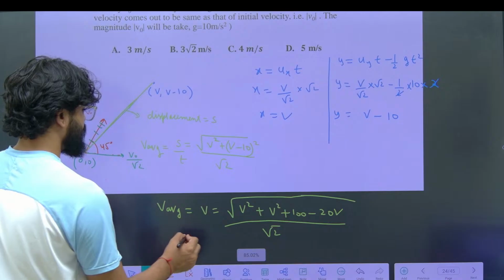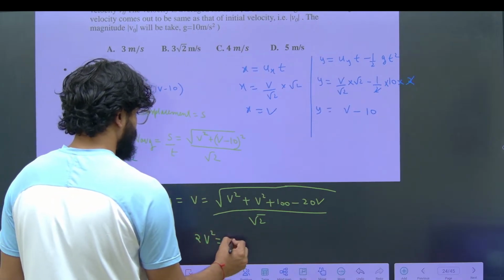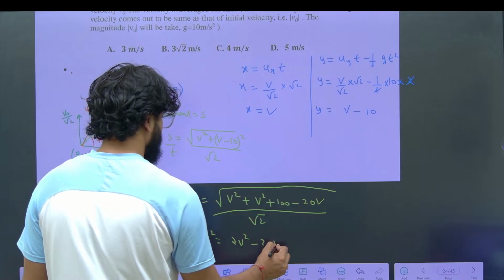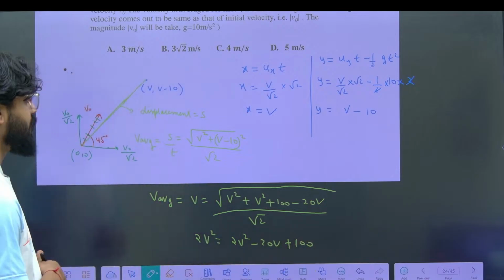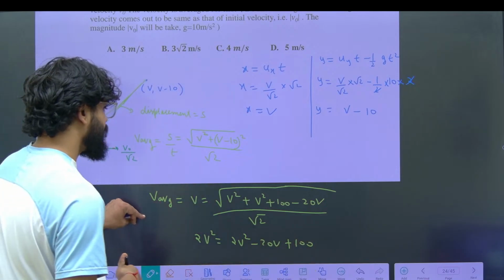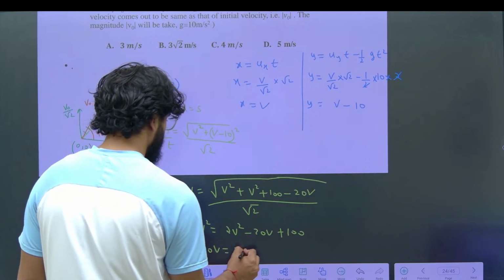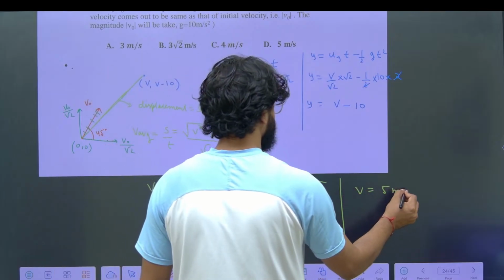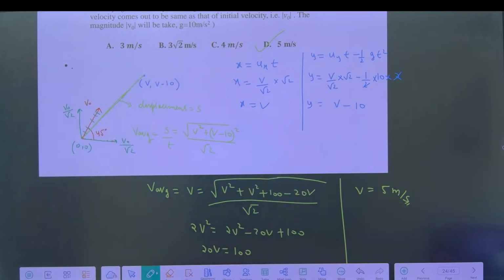If we do this and square it, it will become 2v square equals 2v square minus 20v plus 100. Okay, correct. So clearly the 2v square will get cancelled out. Oh, is it a beautiful value? So v is coming out as 5 meter per second. So the answer over here will be Delhi, right?